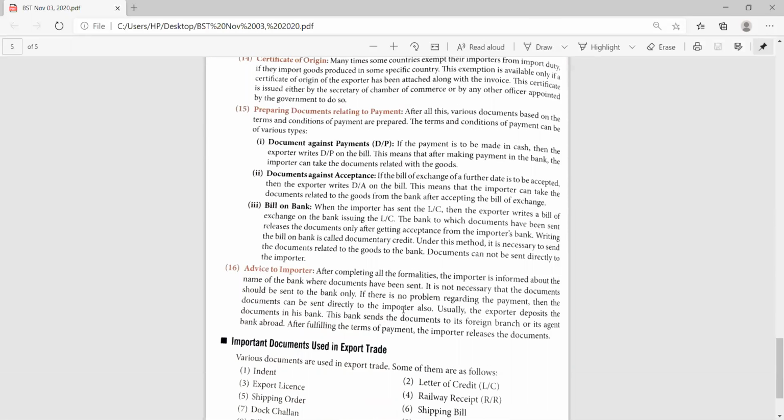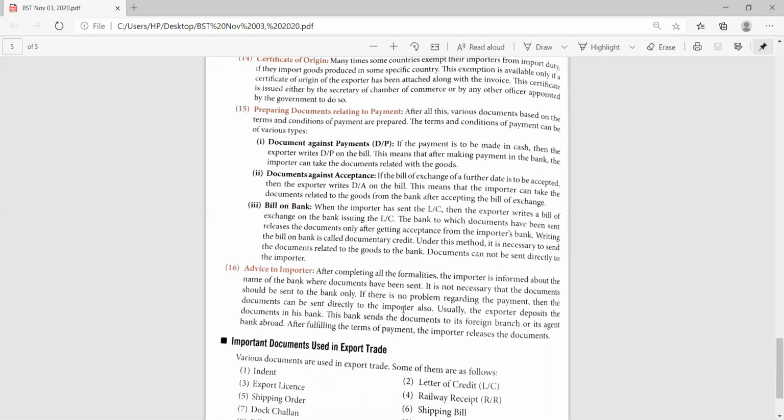After completing all the formalities, the importer is informed about the name of the bank where the documents have been sent, and it is necessary that the documents should be sent to the bank only. If there is no problem regarding the payment, then the documents can be sent directly to the importer also. Usually the exporter deposits the documents in the bank, and the bank sends the documents to its foreign branch or its agent bank abroad. After fulfilling the terms of the payment, the importer releases the documents. So in this way, our export trade has been completed.